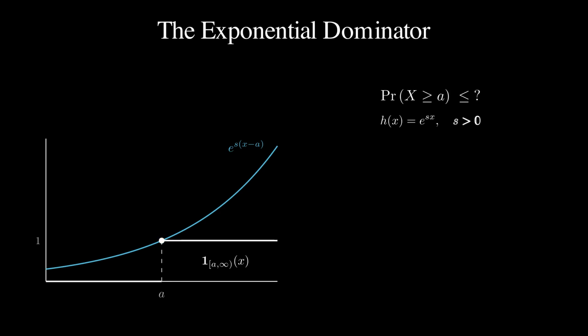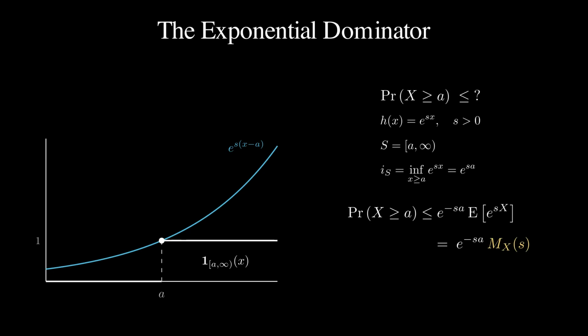In the language of the Chebyshev inequality, the function h of x is e to the sx, the set S is the interval from a to infinity, and the infimum of h over S is e to the sa. Divide through, and the tail is at most e to the minus sa times the expectation of e to the sX. Look closely at that last factor. It is the moment-generating function of X, evaluated at s, the function we built and told you to keep in your pocket. Markov spent 1 moment, Chebyshev spent 2. This construction spends the entire catalog at once.